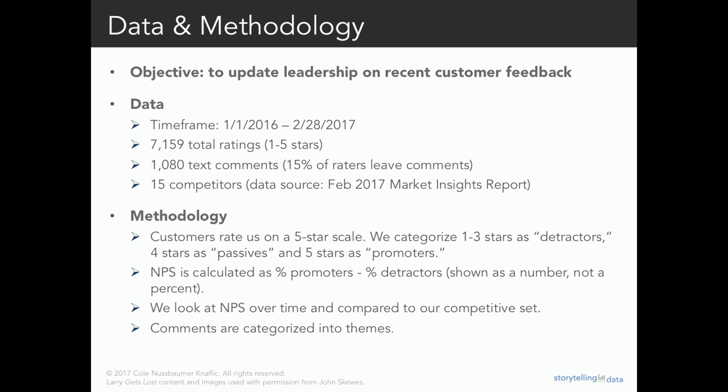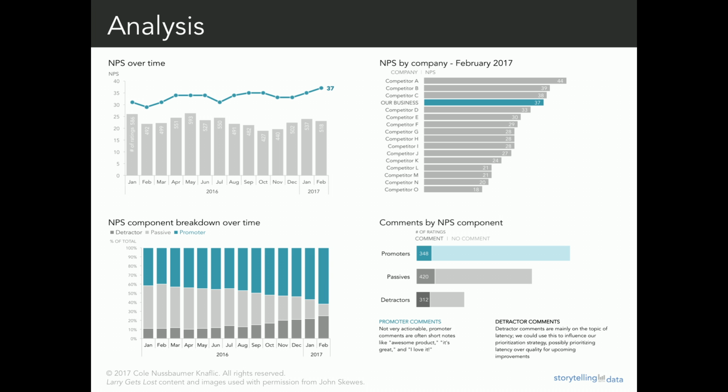Now, when customers leave us feedback, they can rate us between 1 and 5 stars. We consider 1 to 3 stars to be our detractors, those not likely to recommend us. 4 stars are the passives, and 5 stars are promoters. So NPS, Net Promoter Score, is promoters minus detractors. All right, if you have other questions about this, reach out to me afterwards.